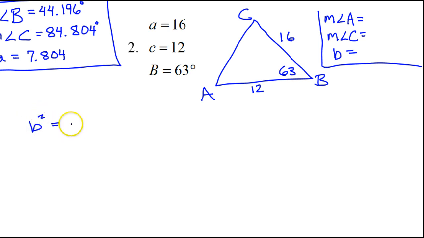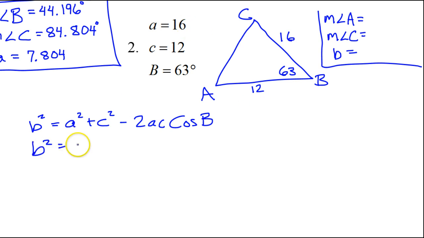B squared is equal to A squared plus C squared minus 2AC cosine angle B. So B squared equals A squared, so that'll be 16 squared, plus C squared, which is 12 squared, minus 2AC, so that's 16 and 12, and then cosine of angle B, which is 63.